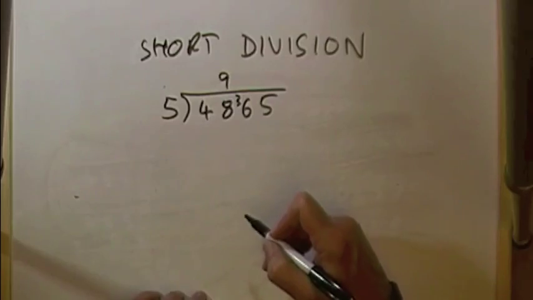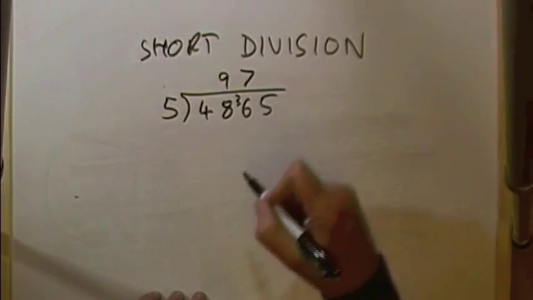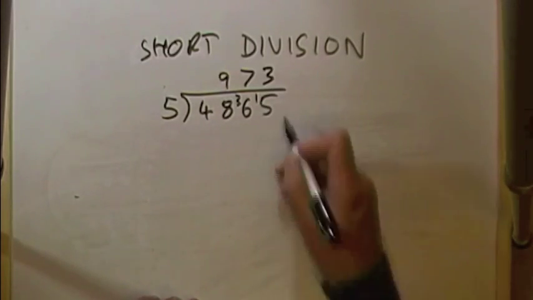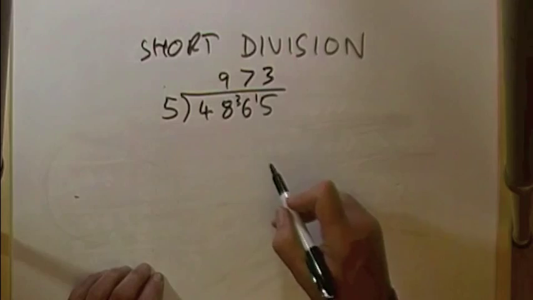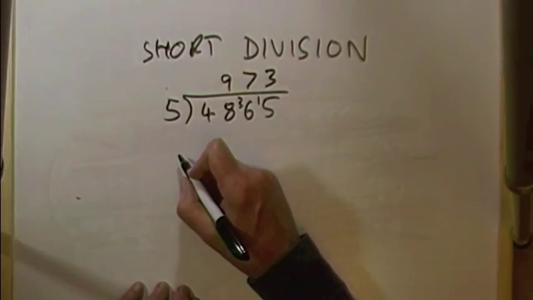And then 5 into 36. I know that 5 into 36 goes 7 to make 35, so there's only 1 left over. And then finally 5 into 15 goes 3. That's a short division. It's a short division because I know my multiplication table for the dividing number.